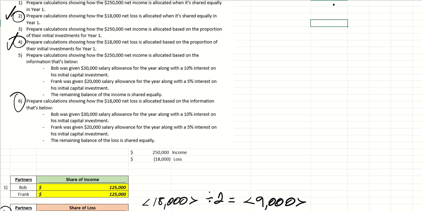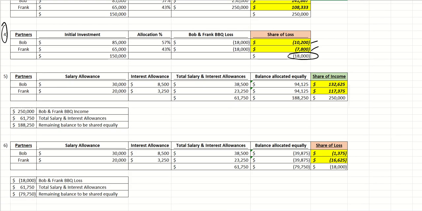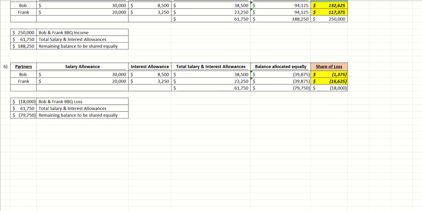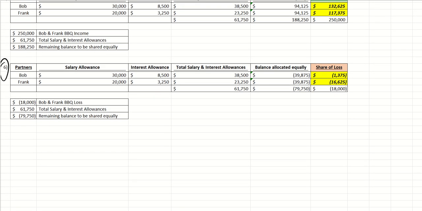Okay, last one here. Prepare a calculation showing how the $18,000 net loss is allocated based on the information that's below. Before we look at that information, it's already done here for number 6, but I want to set it up so that you can understand it better.